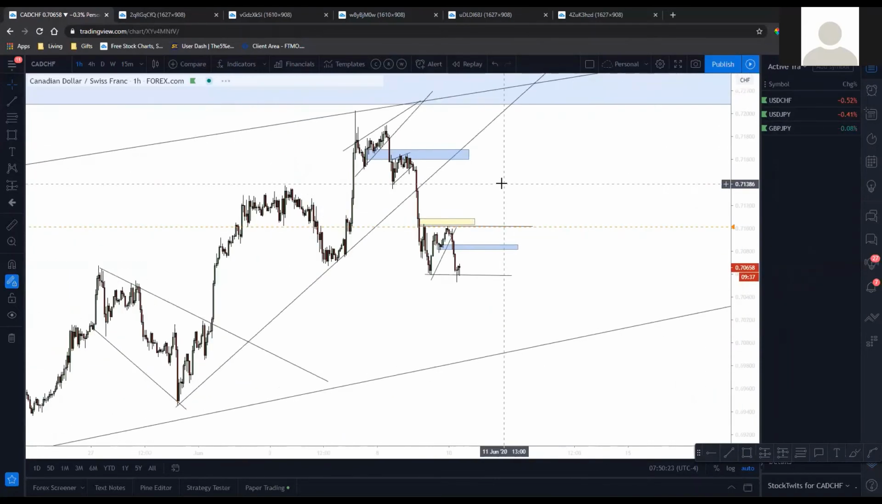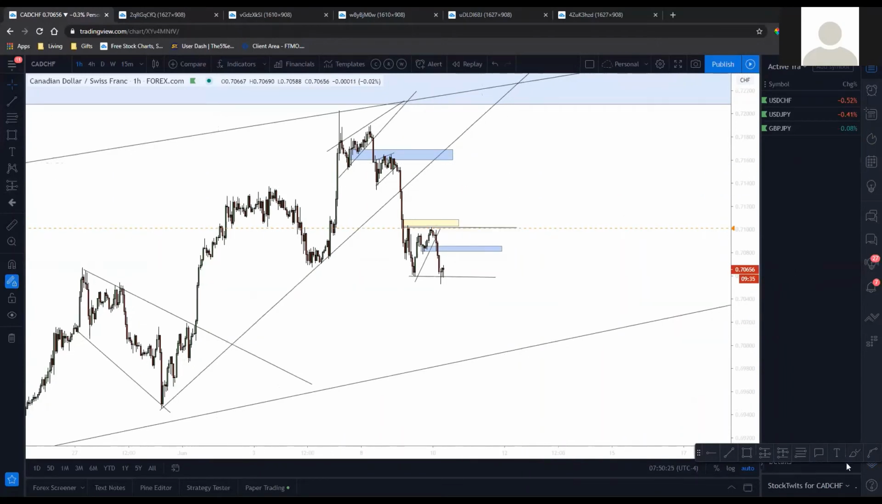And just to be completely clear, this is what I'm looking for. There's a possibility, and also price could continue even up higher, and then looking for the sell from there.